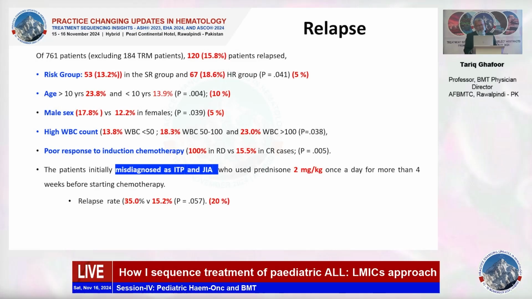So children initially diagnosed or misdiagnosed as ITP and JIA, juvenile rheumatoid arthritis, who used prednisolone 2 mg per kg once a day for more than 4 weeks. JIA is a bit tricky because I had a patient who came to me after 18 months of treatment, because initially he was started on steroid, then methotrexate. As you know, methotrexate is a part of treatment of ALL, so his ALL was masked with the methotrexate and steroids, and ultimately he was treated as ALL.